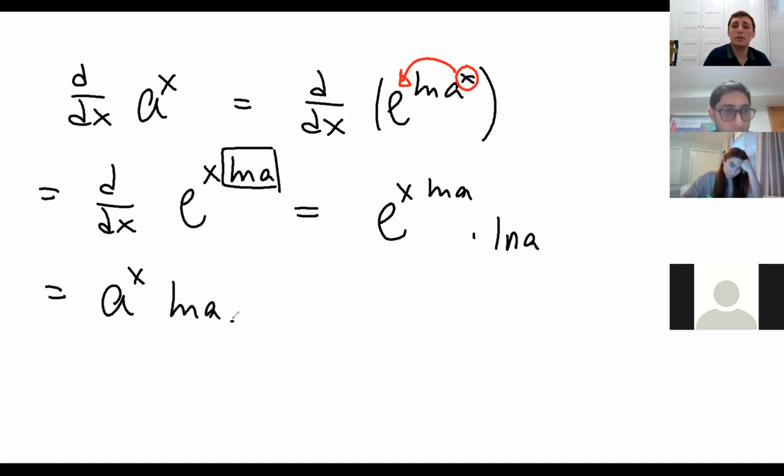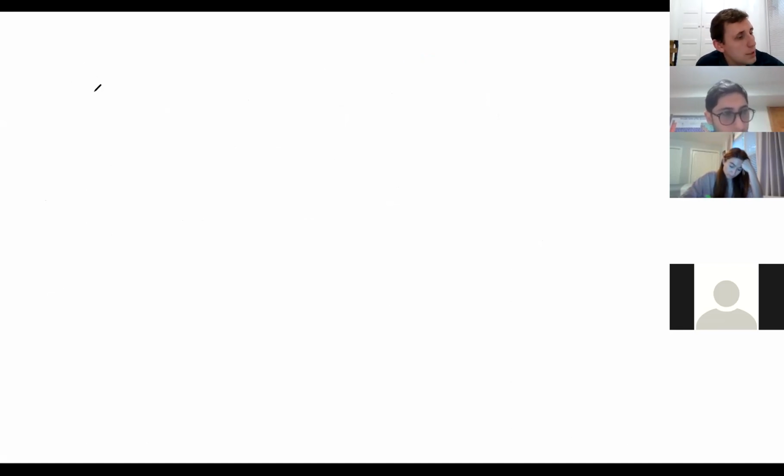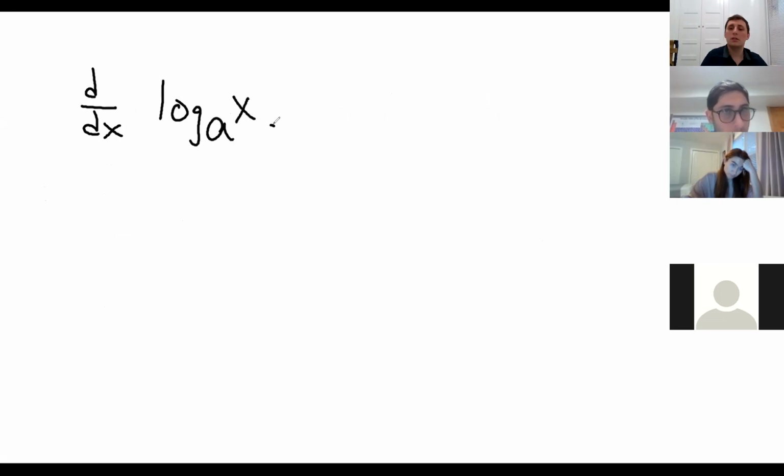That's my derivative. If you understood, I want you to tell me what's the derivative now of logarithm base a of x. Tell me what's the derivative of a logarithm where instead of e I use base a.